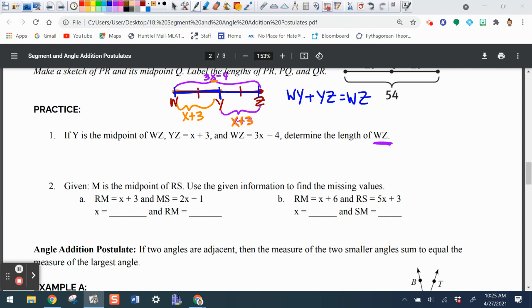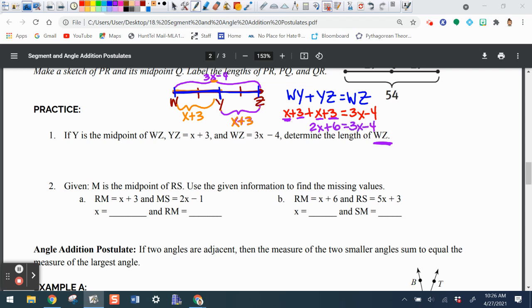Now we're going to replace these segments with our algebraic expressions. So the distance from WY can be represented by x plus 3, YZ, same thing, and WZ, 3x minus 4. We'll combine like terms on the left side first. That is my encouragement here. Always simplify each side first, which oftentimes just means combining like terms. So we'll combine x and get 2x, 3 and 3 and get 6.